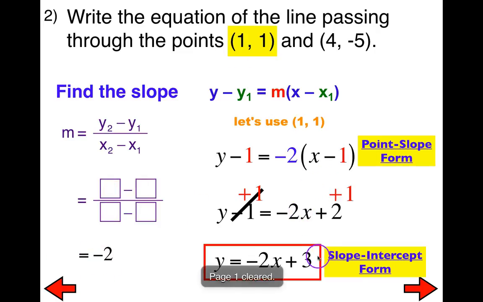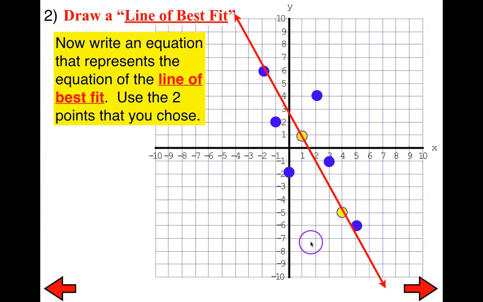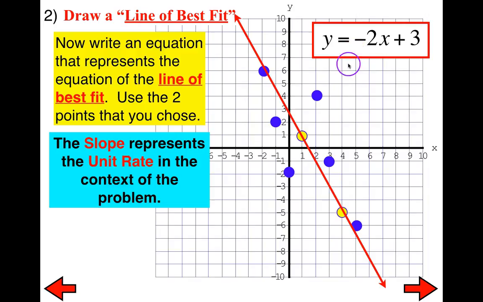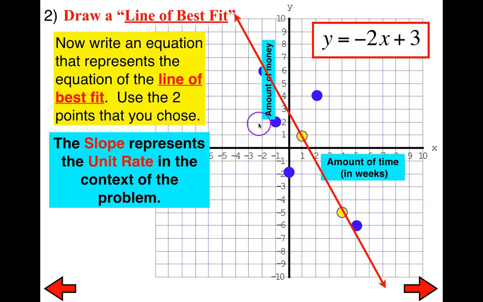Okay, so now that we have our equation, let's take a look at our graph once more in terms of a context. So here's our equation. We do know that slope is basically your unit rate in terms of the context of the problem. So let me give you some context. If I said X represents the amount of time in weeks and Y represents the amount of money, what would this slope mean? Well, our slope is -2, okay?